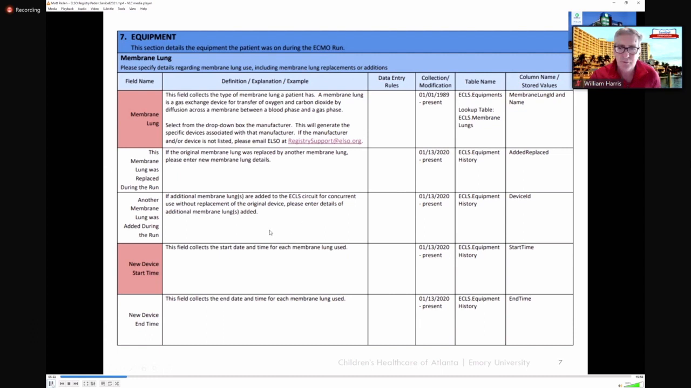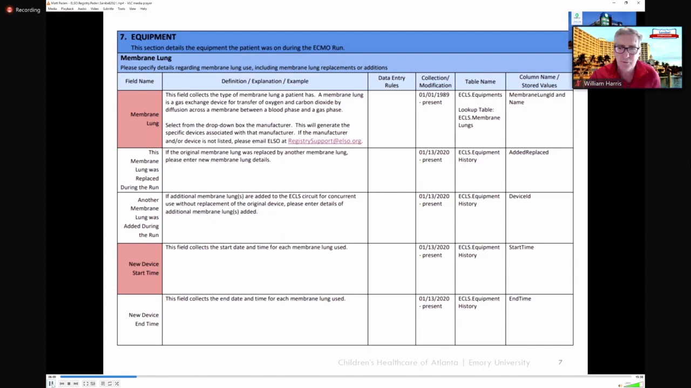Now, the other thing that is included in this, you see down here, we've got device start time and end. One of the things that you'll notice on this page is the top here is from 1989 to the present. This is things that have been added in the beginning of 2020. If you were looking at ELSO data before 2020, an ECMO complication of having to replace your membrane lung either happened or it didn't. So if you replaced 10 lungs during a patient's run, it looked exactly the same as if that patient had had one membrane lung replaced.